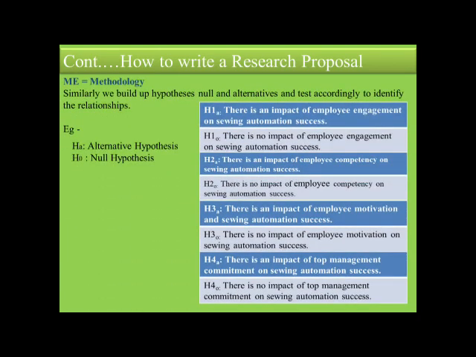Now, we need to develop hypotheses after having done the conceptual framework. So, in order to test, we need to have hypotheses, null and alternative. For example, H1A, the alternative hypothesis, demonstrates there is an impact of swing automation success. So similarly, if there is no impact, that is for the null hypothesis.